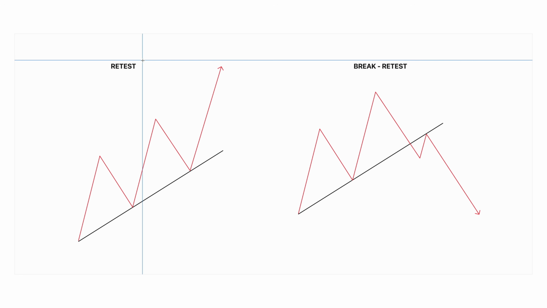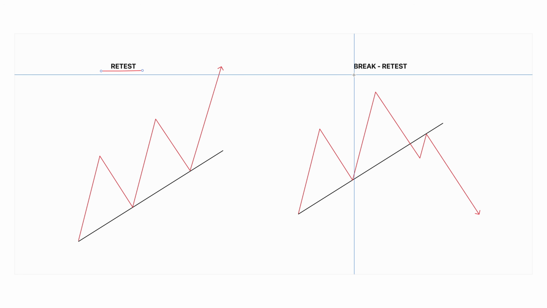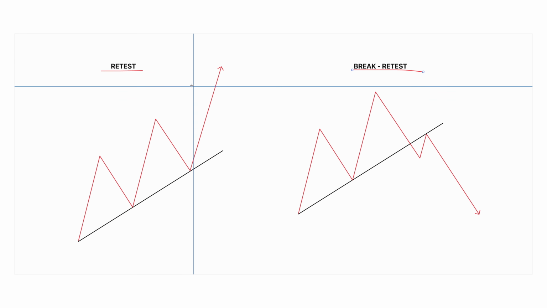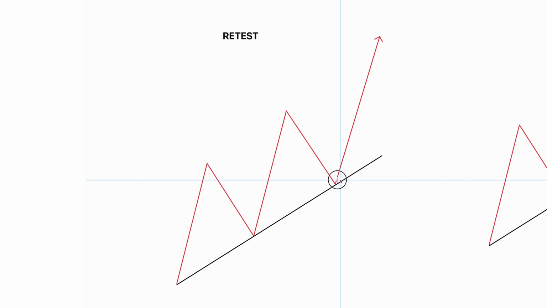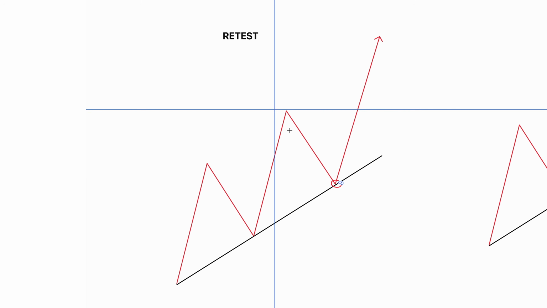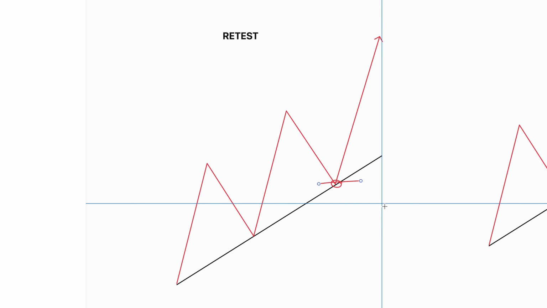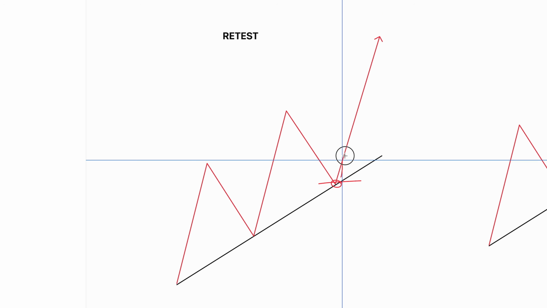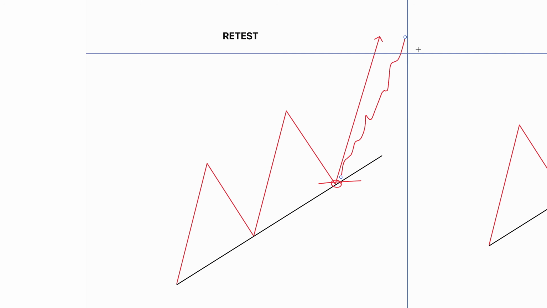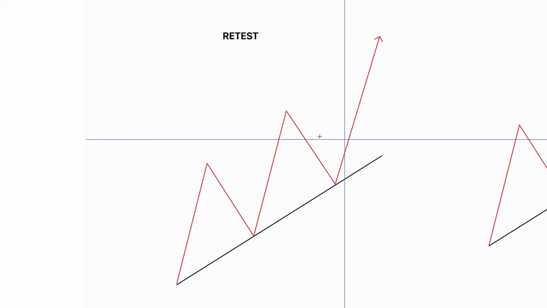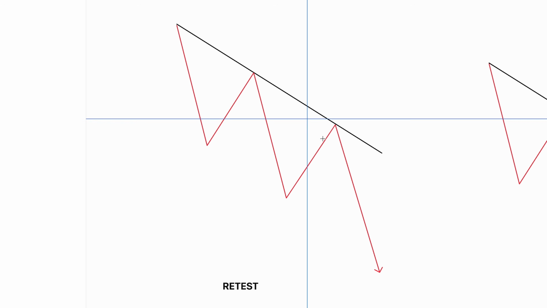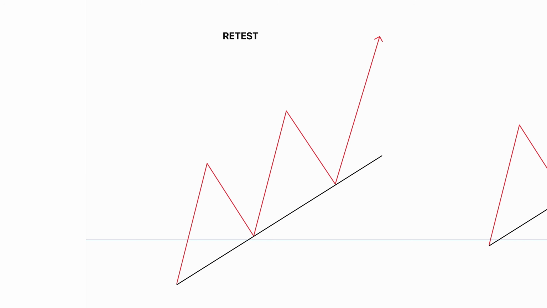There are 2 ways that people traditionally trade trend lines. There is the retest and the break retest. So a retest is simply after the 2nd tap, any further taps of the trend line, traders will look to buy. They expect the market to react from the trend line again and continue moving to the upside in the case of a bullish trend line or to the downside in the case of a bearish trend line.